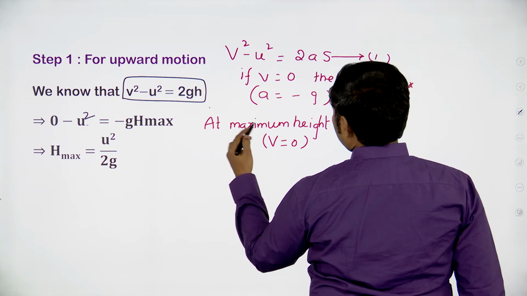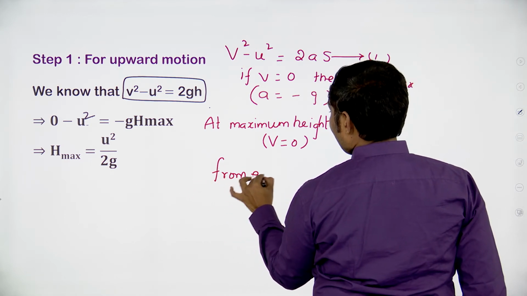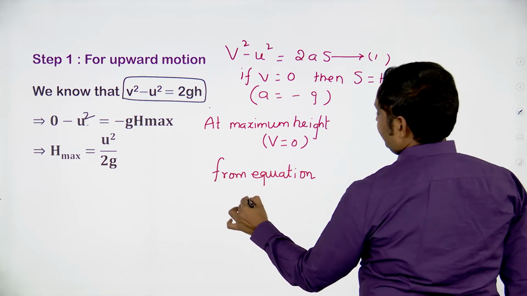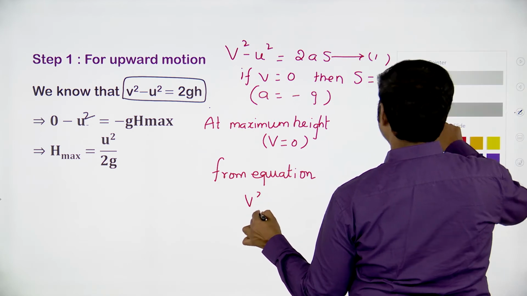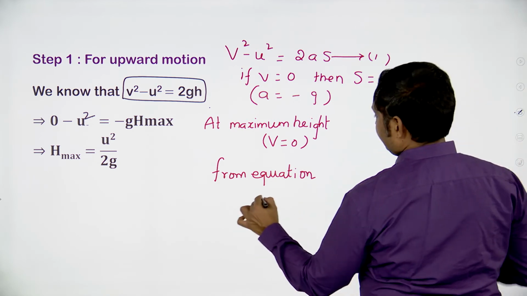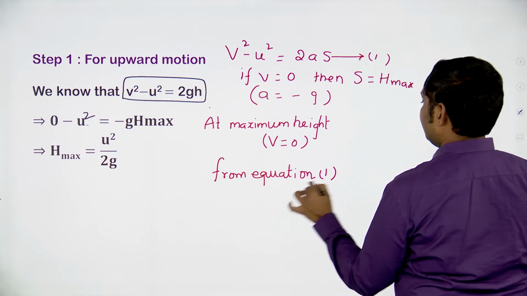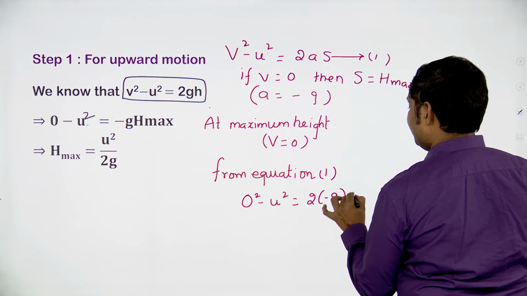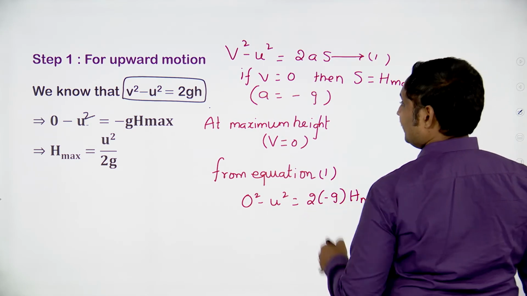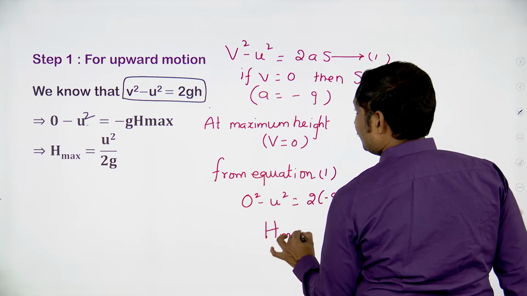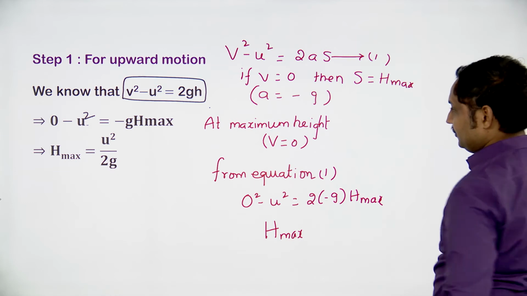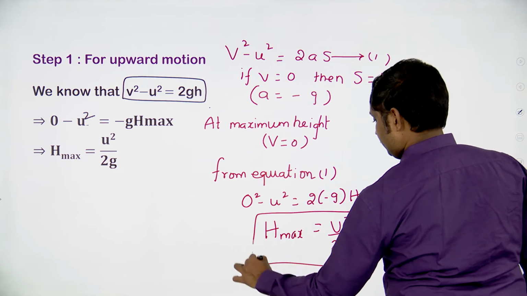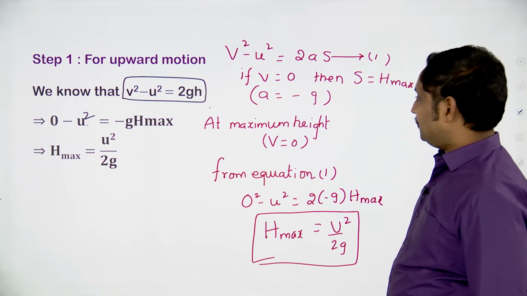So, from equation 1, V square, that is, 0 square minus U square is equal to 2 into minus g into H maximum. It is very clear, you will get H maximum is equal to, for the forward direction, U square by 2g.